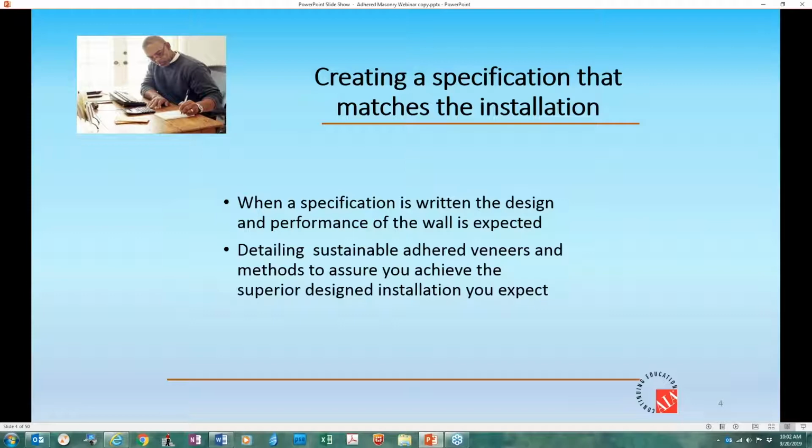We're also going to talk about how to make sure your adhered veneers are going to last a long time and giving you the installation you expect.